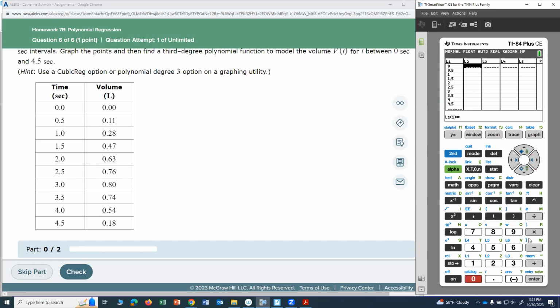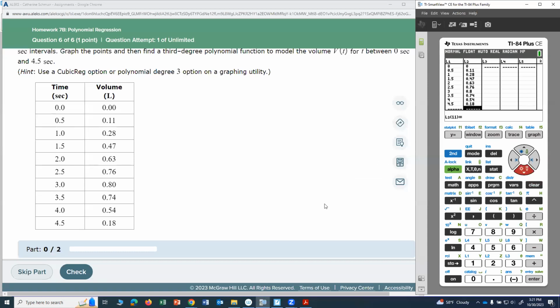For my y's, I have 0, 0.11, 0.28, 0.47, 0.63, 0.76, 0.80, 0.74, 0.54, and 0.1.